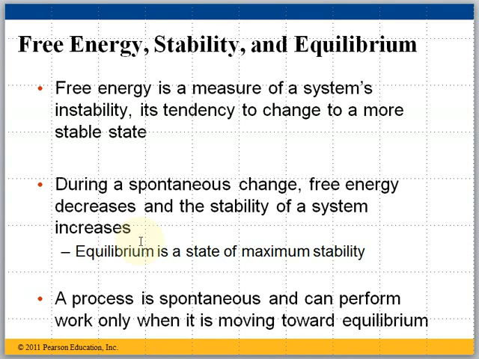Eventually, we would reach a state we call equilibrium, a state of maximum stability. So at equilibrium, you have the lowest amount of free energy but the highest amount of stability. That's pretty important to realize because a process can only be spontaneous if it is working towards equilibrium. A process is only going to occur on its own if that means you're giving up free energy and gaining stability. And once it reaches equilibrium, it's going to stay put right where it is because that's the area of maximum stability and lowest level of free energy.